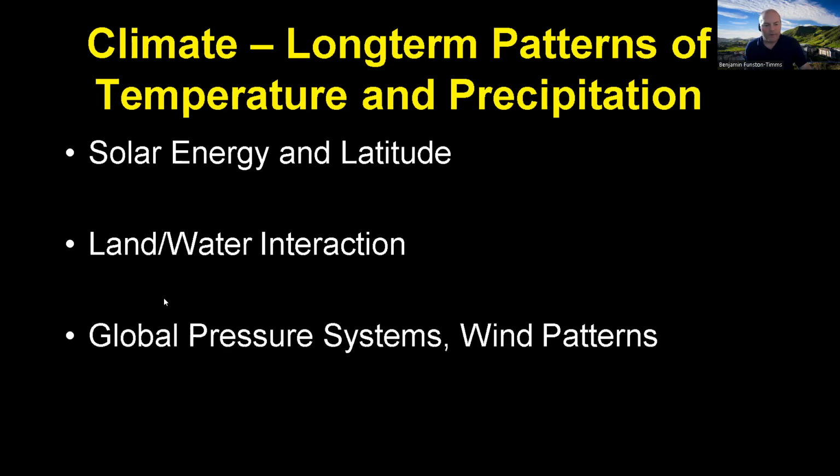Then a much more complex thing is the global pressure systems and wind patterns. As I'll talk about coming up, basically air moves from high pressure to low pressure. And so that's where the winds come in. They go from high pressure to low pressure. We'll talk about that coming up. And then precipitation. Again, much more coming up on that.